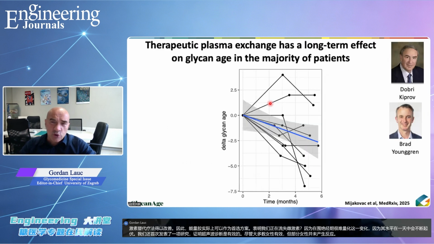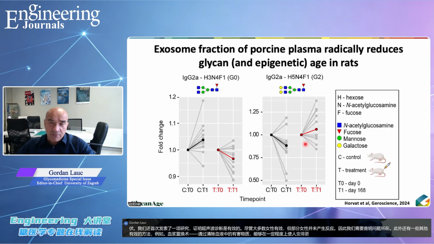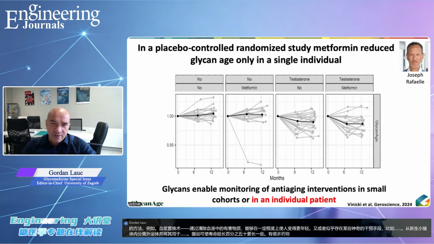There are some other things which work, like therapeutic plasma exchange. Removing bad things from your blood somehow makes you younger. There seem to be some kind of magic interventions, like isolating the exosome fraction from newborn pigs. You give it to rats, and the rats live 50% longer. There are many drugs on the market which people sell for longevity, but most of them don't work.